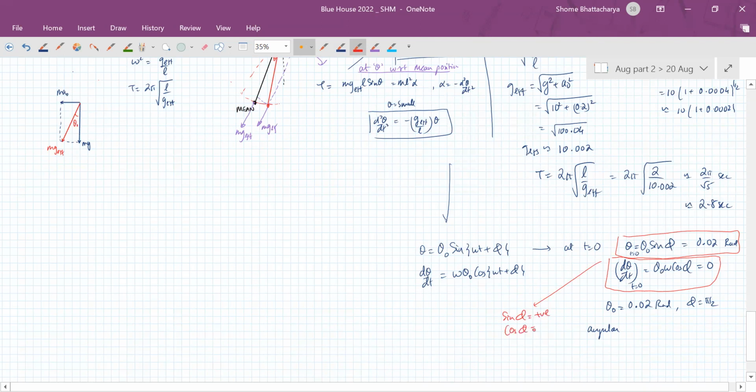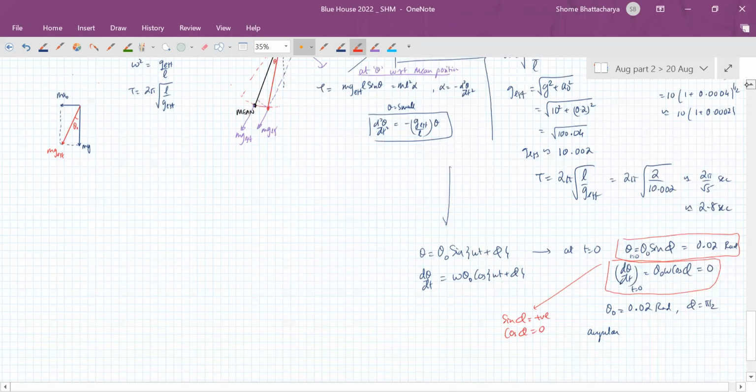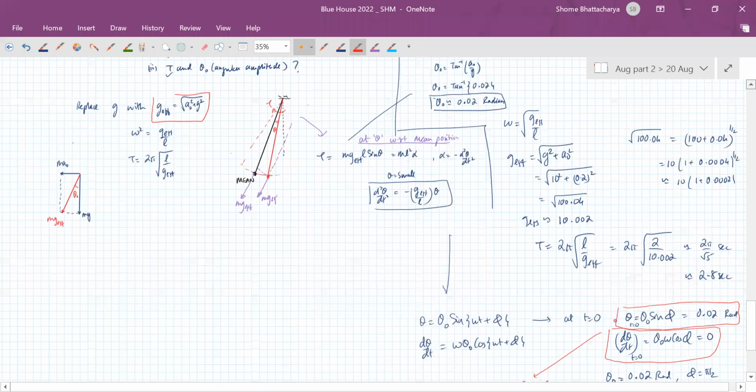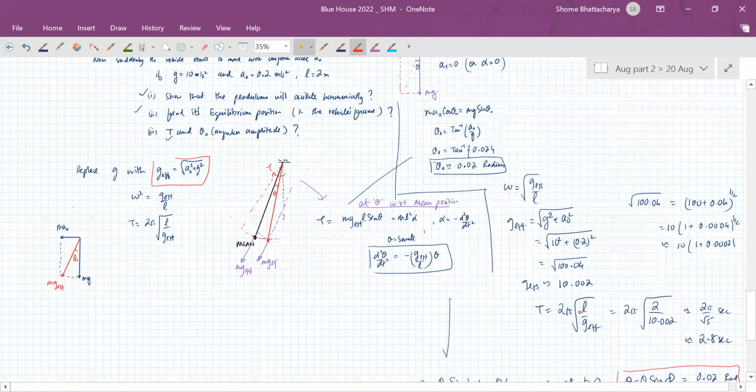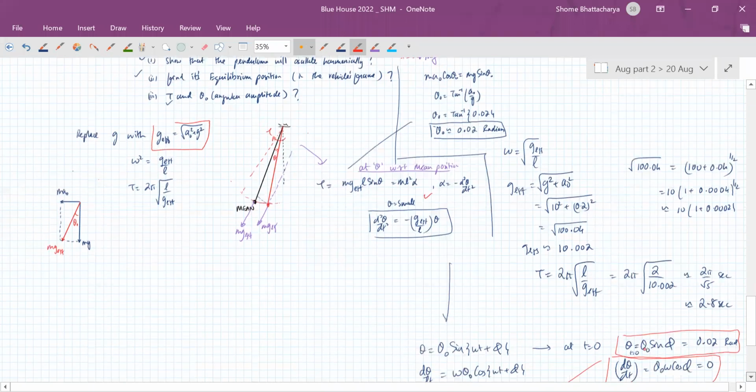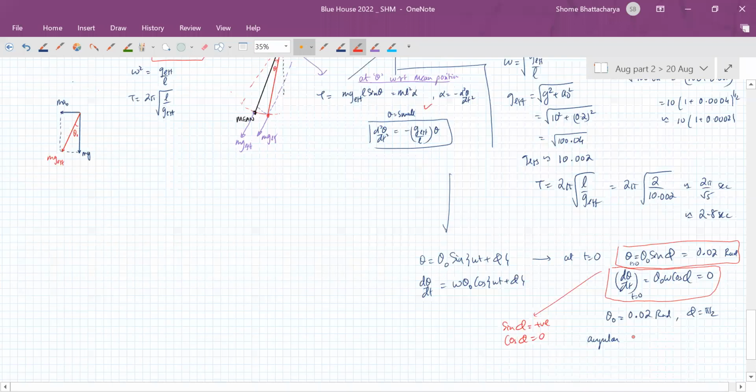सर तो SHM में कैसे प्रूव करेंगे? वो तो we have done above, na? This torque equation, no? You just have to satisfy the torque equation, right, to prove. Yeah, from here we proved, na, that is angular harmonic motion. Okay, so angular amplitude.